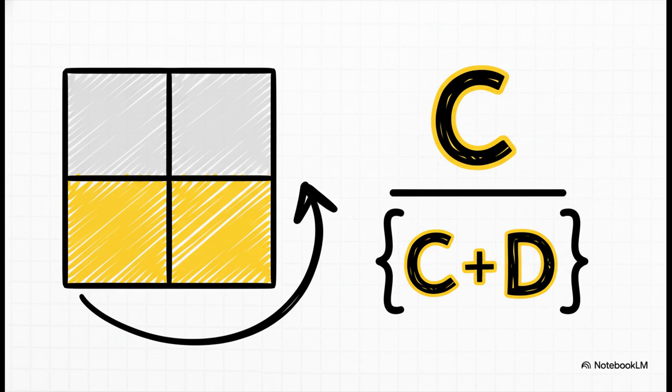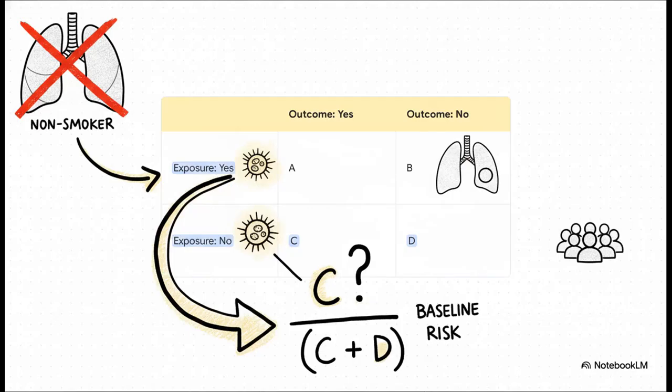So we do the exact same calculation, but this time for our unexposed group, the non-smokers. And the formula, as you might guess, is C divided by the sum of C plus D. And again, the table makes it perfectly clear. We take the number of non-smokers who got lung cancer, cell C, and divide that by the total number of non-smokers in the whole study, which is cell C plus cell D. And that gives us our baseline risk of getting lung cancer if you are a non-smoker.